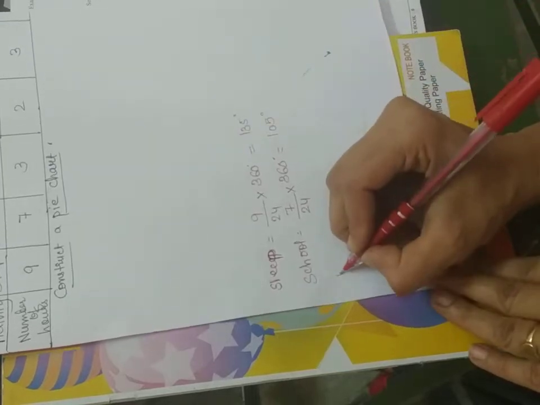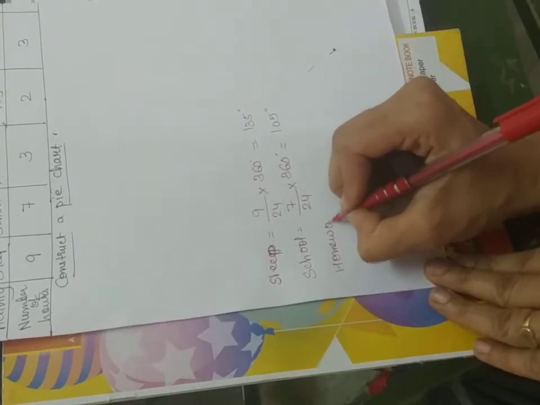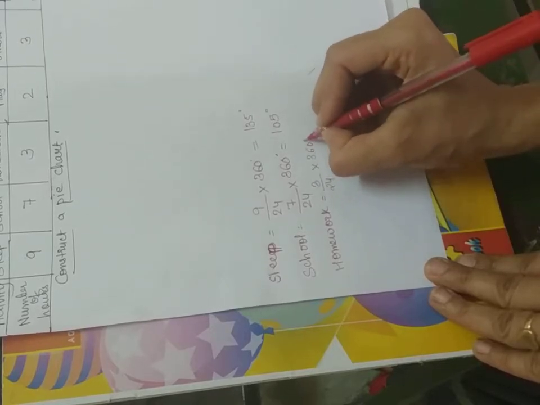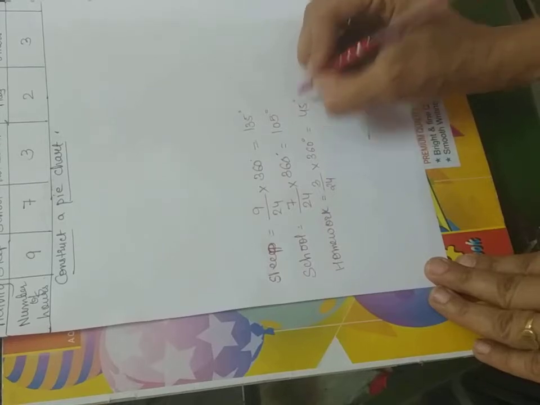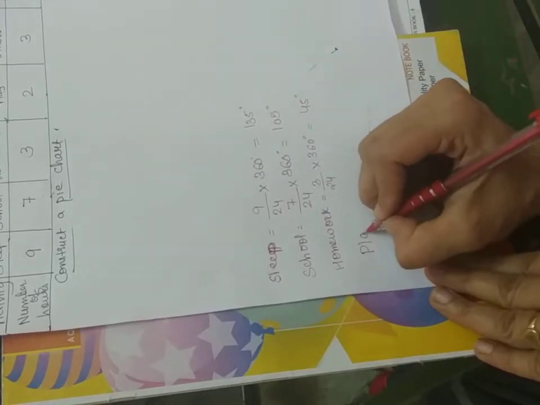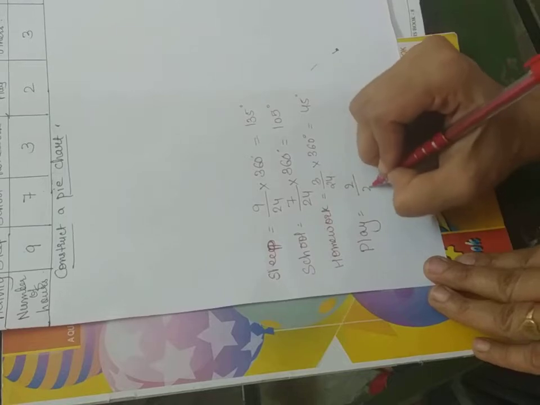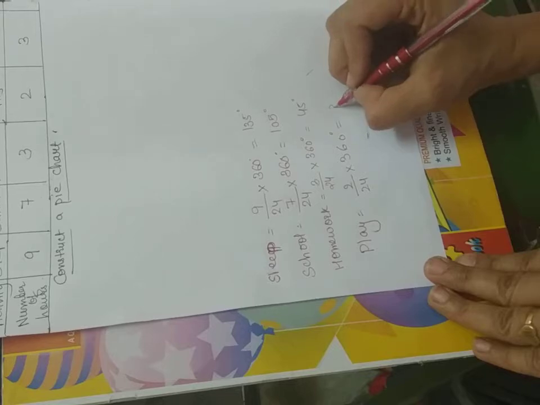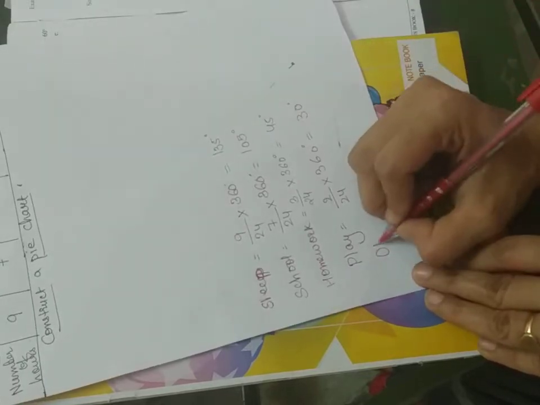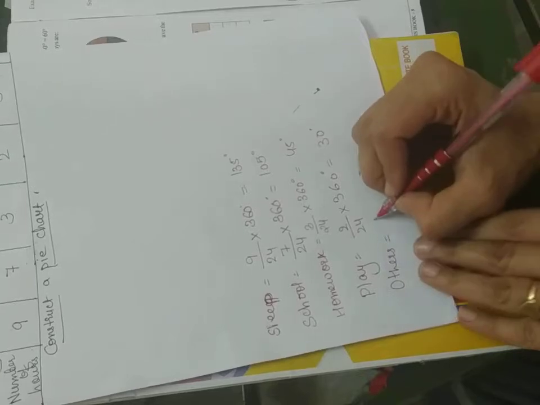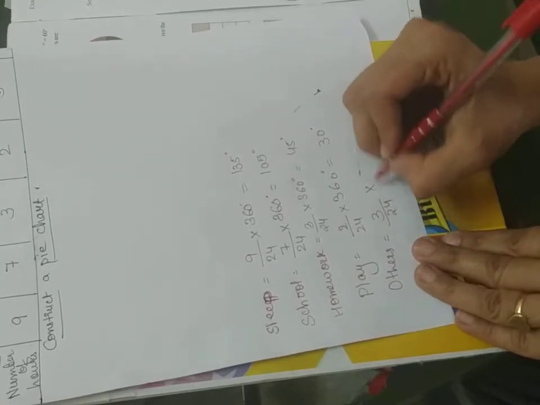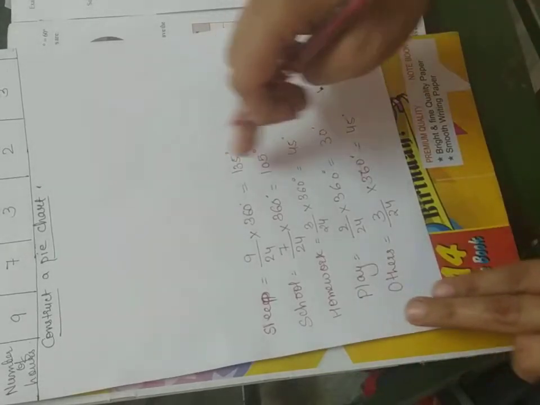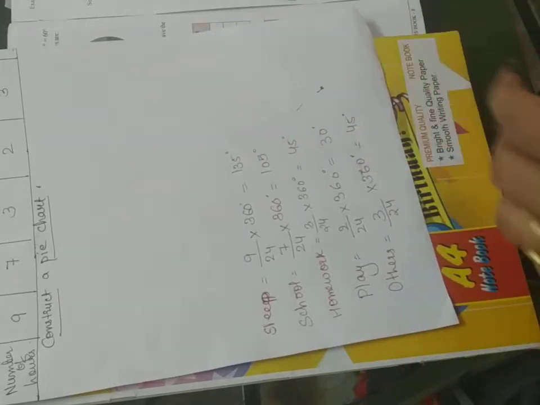Okay. In the same way for homework, 3 upon 24 into 360 degrees is equal to 45 degrees. Okay, in the same way play, we are spending 2 hours, 2 upon 24 into 360 degrees is equal to 30 degrees. And for others, we are spending 3 hours, 3 upon 24 into 360 degrees is equal to 45 degrees. Okay, so we have done the basic calculation with the help of which we are able to construct the pie chart.